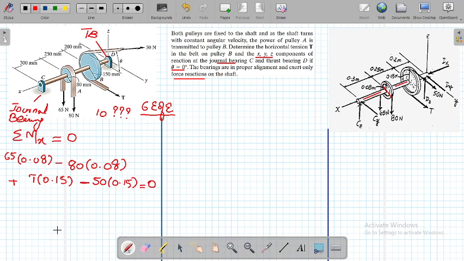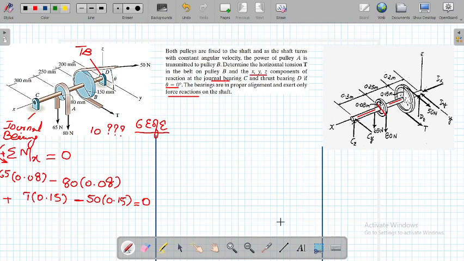Okay, and we assume our standard assumption that the anti-clockwise movement is always going to be, you can assume, again this is an assumption, the positive movement. Okay, and now we will be going to our summation of all the moments about the y-axis. Alright, let's start with the summation of moments about the y-axis.